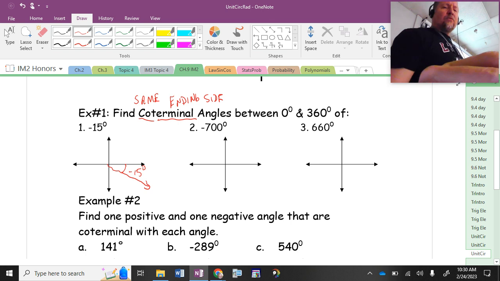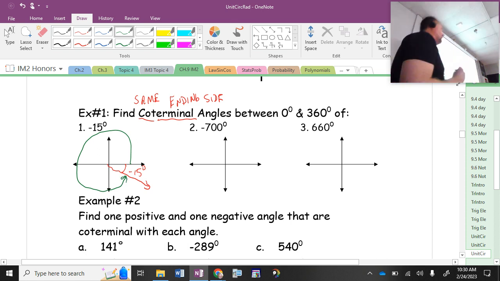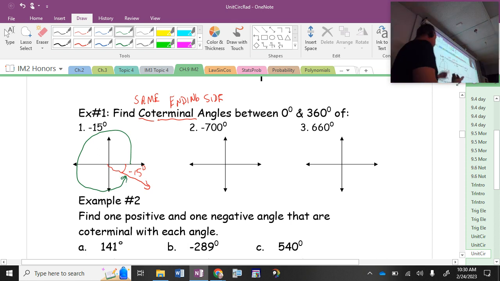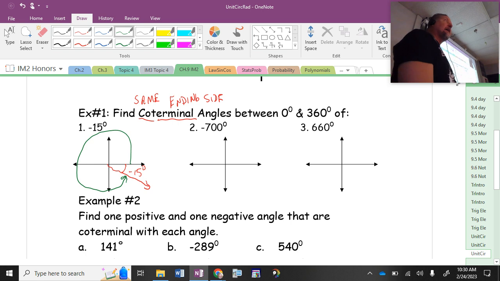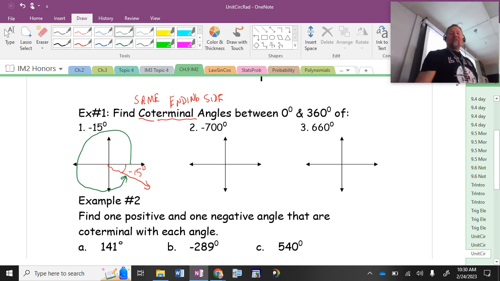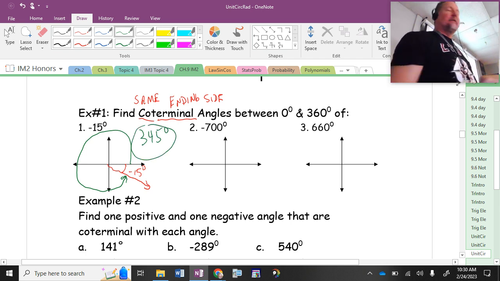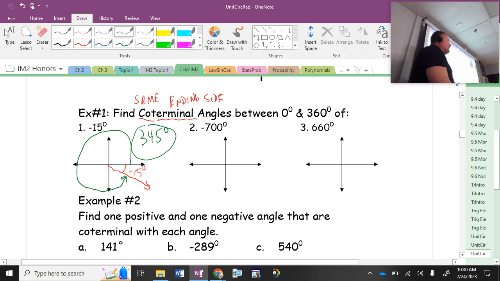So here's one coterminal, and I think you're going to find this pretty easy. What if I decided to go in that direction? Then what does that measure? Because it lands in the same spot, on the same side. What does that angle measure? I think we could figure that out. 3, 2, 1, go. 345, and it's positive.